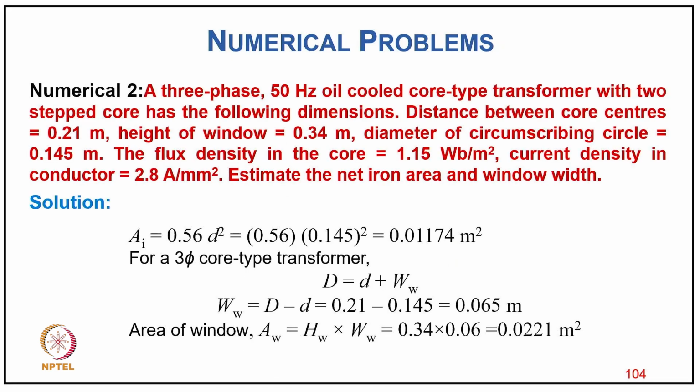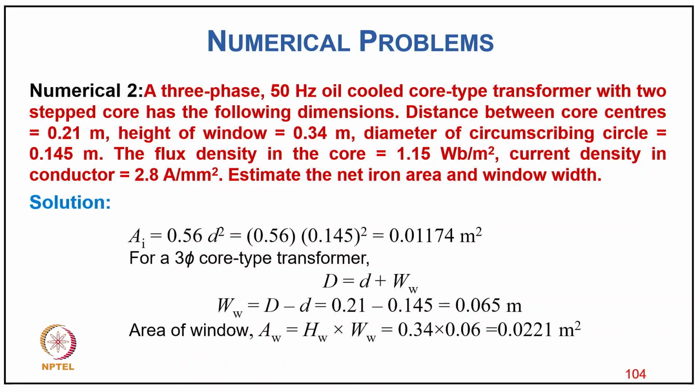Like coming to numerical problem 2, a 3-phase 50 Hz oil cooled core type of transformer with 2-stepped core has the following dimensions. The distance between the core centers is equal to 0.21 meter, height of the window 0.34 meter, diameter of circumscribing circle 0.145 meter, flux density in the core is 1.15 Weber per meter square, current density in the conductor 2.8 ampere per millimeter square, and estimate the net iron area and window width.